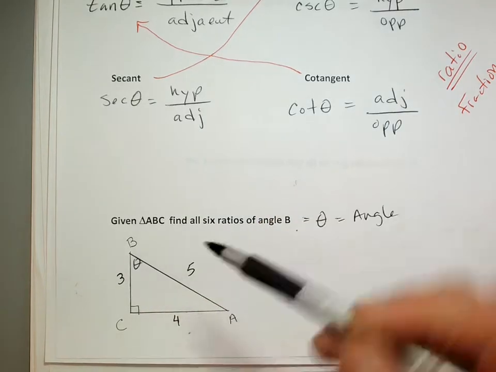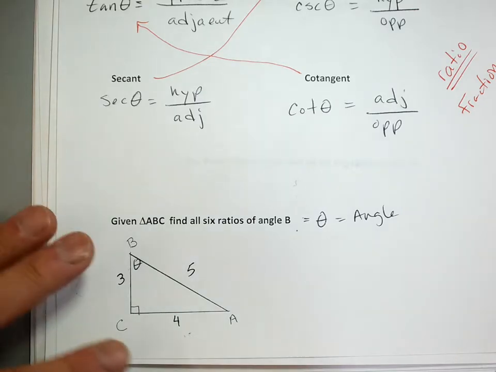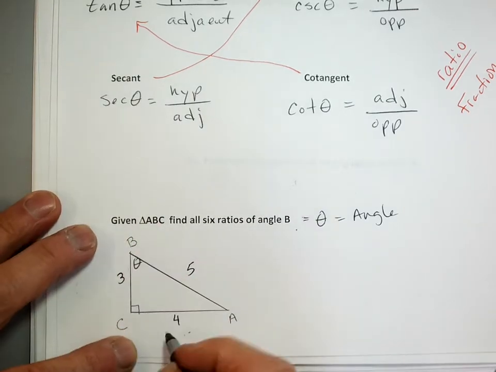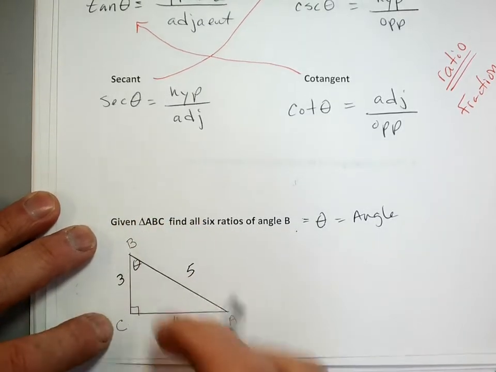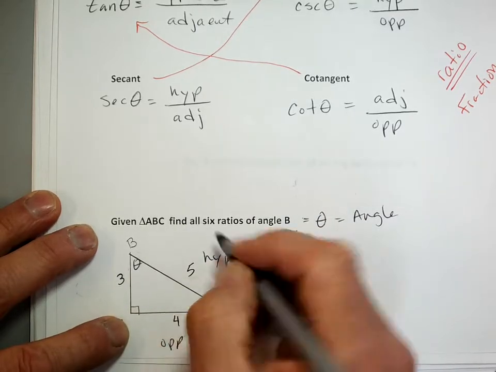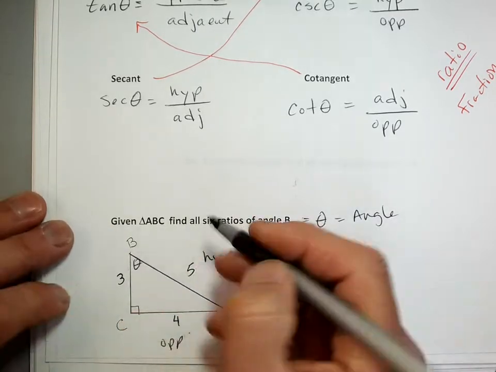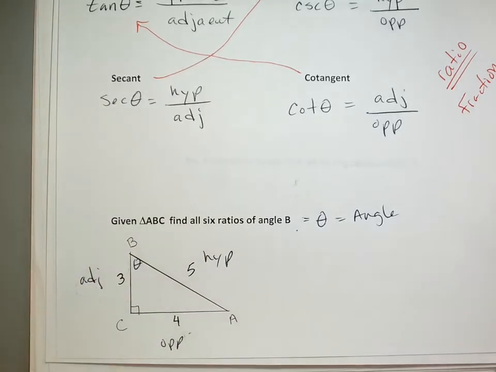So the 4 is my opposite side. My 3 is my adjacent side. Of course, 5 is the hypotenuse. So I'm going to actually write those in on my notes. From angle B, the 4 is my opposite side because I threw a stone to the opposite side. This is my hypotenuse because it's opposite the 90. It's also the longest side. And then the 3 is my adjacent side because it's next to it. Okay, now let's do it.